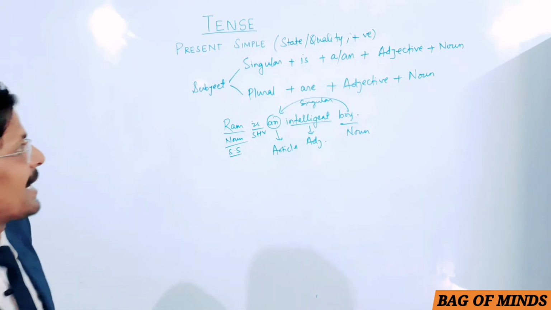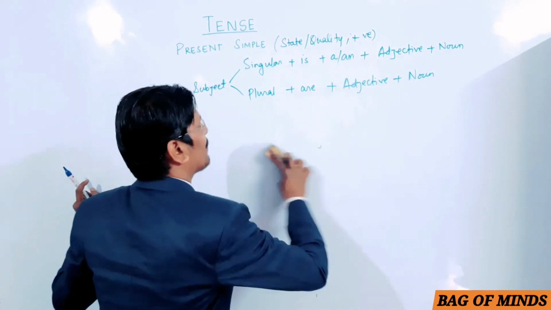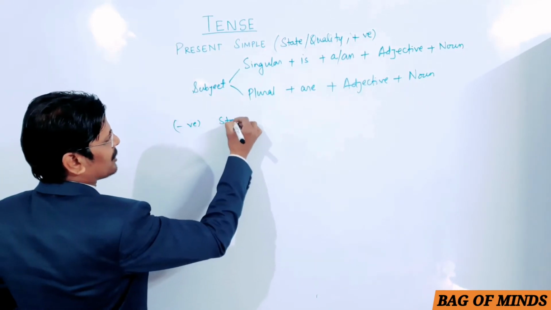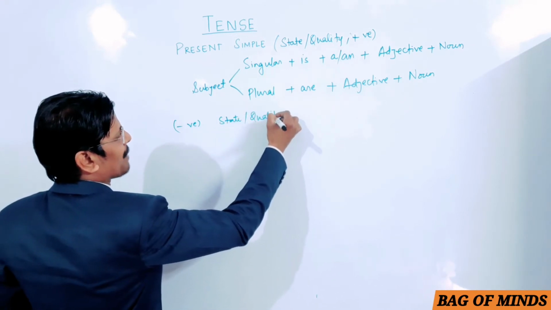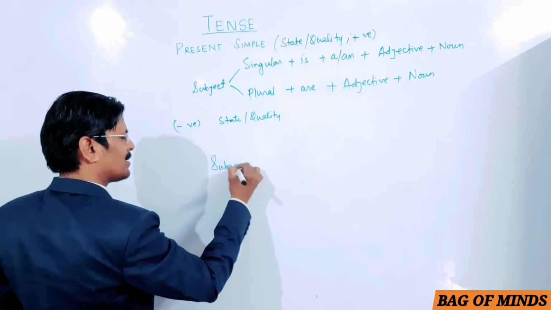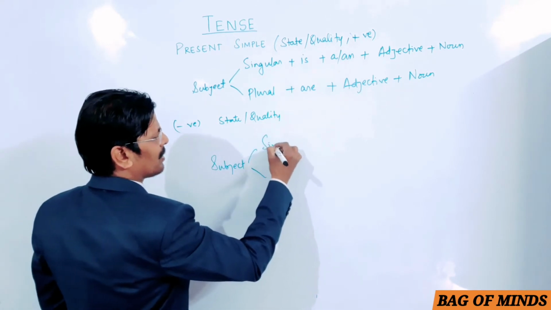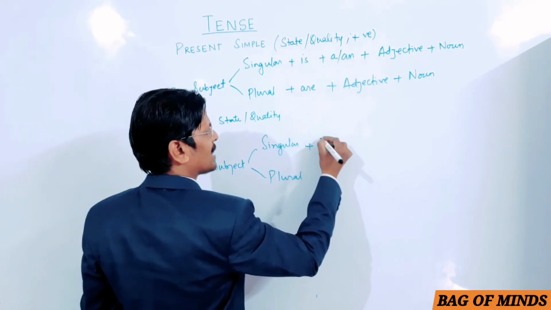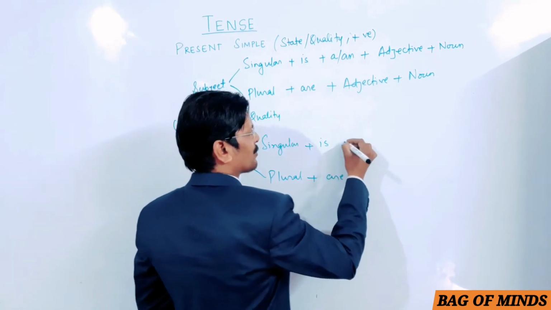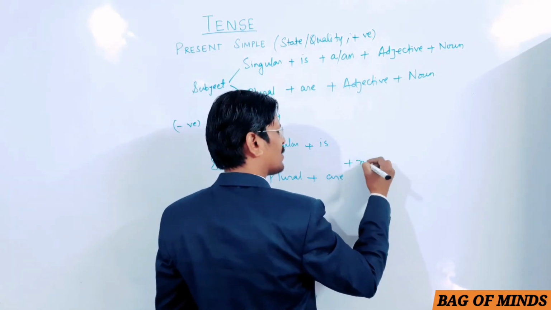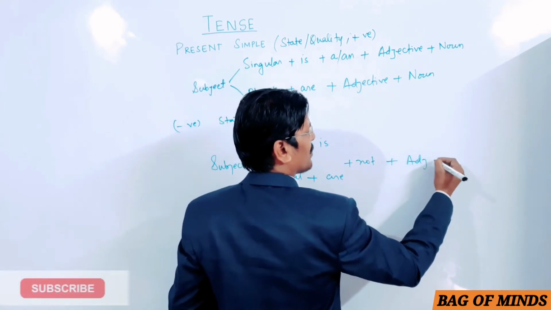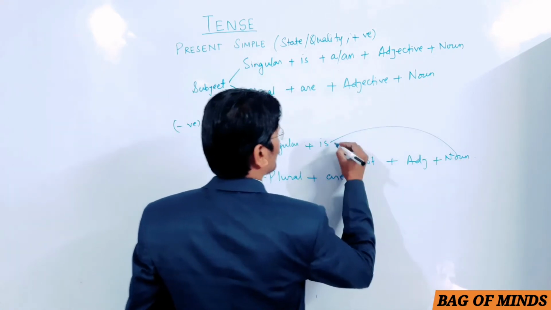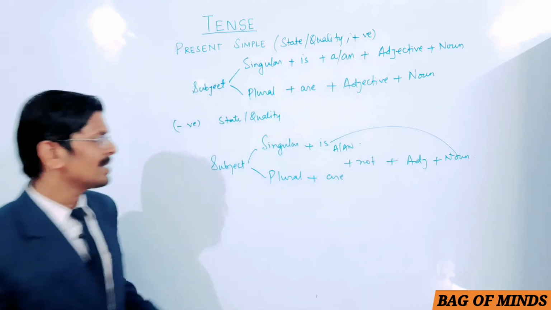Now, in case we have to make negative ones, let's just quickly talk about it, and I'll draw it below it. Negative state quality. So let's look at the pattern here. So subject here, singular, plural. Singular I will use is, plural I will use are. So here is or are plus not plus my adjective plus my noun. This is the pattern here. And then since this noun is singular, you can add a or an. I hope negative is clear.